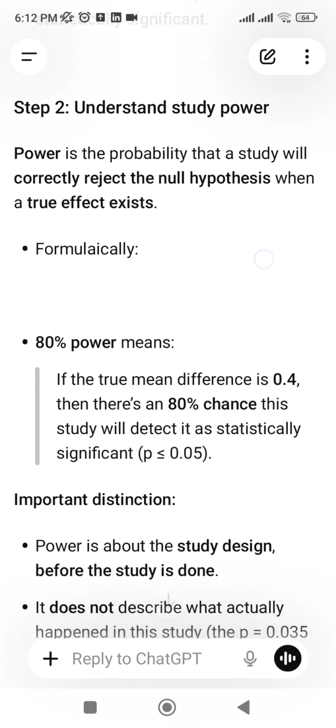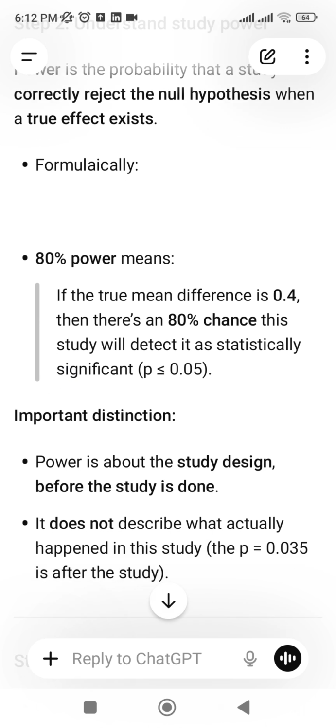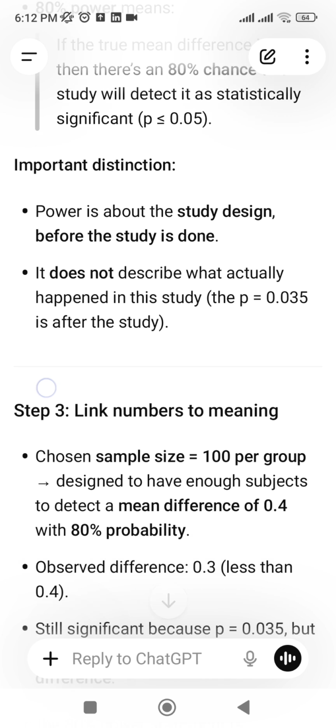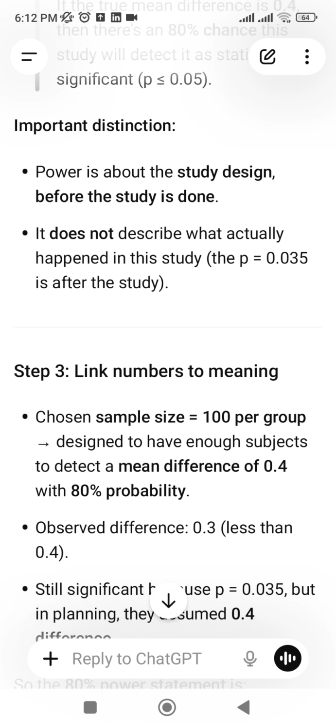Understand the study power. Power is the probability that a study will correctly reject the null hypothesis when a true effect exists. The formula is: 80% power means if the true mean difference is 0.4, then there is an 80% chance that the study will detect it as a statistically significant p-value less than or equal to 0.05. Important discussion: power is about the study design, before the study is done. It doesn't describe what actually happened in this study. So the p-value equal to 0.035 is after the study.